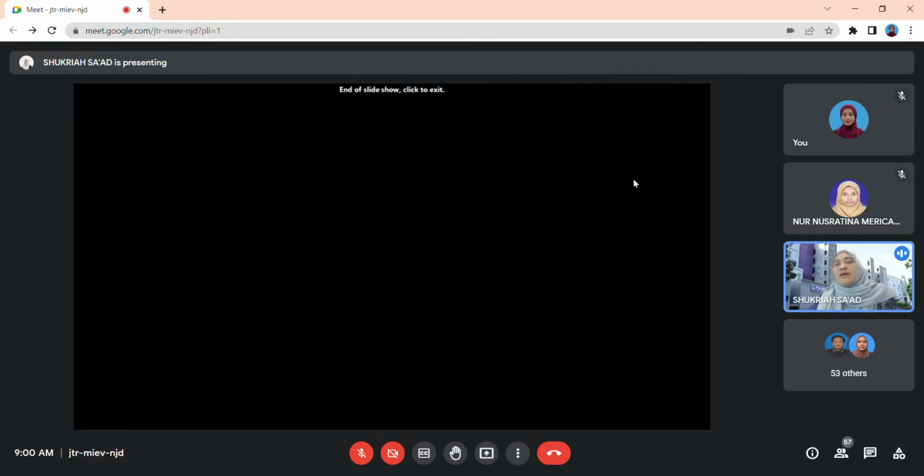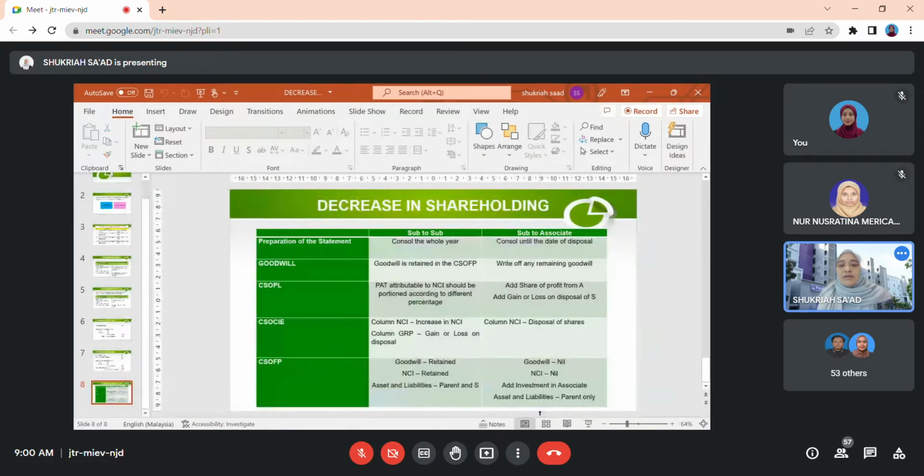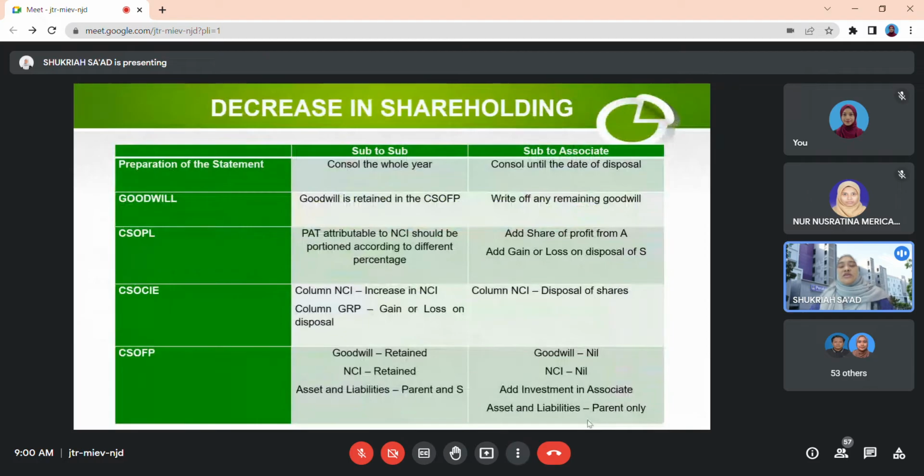Kalau you still remember question on the increase in shareholding. Okay, masa discuss tu kita lupa nak portion. Right, remember hari tu kita buat associate to sub. Subsidiary tu kena portion sebab dia bukannya become a subsidiary for the whole year. So kena portion for how many months dia being as subsidiary.